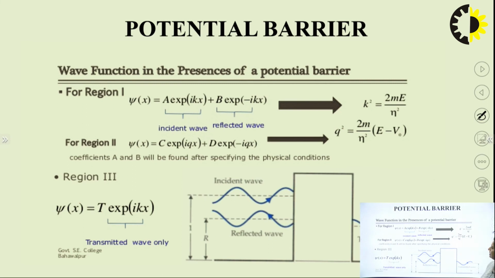You can see from the figure the incident wave, the reflected wave and the transmitted wave, and we have the same relationship, psi(x) equal to a exponential(ikx) plus b exponential(minus ikx). Similarly, for region 2 we have psi(x) equal to c exponential(iqx) plus d exponential(minus iqx). We already know k, that is k equal to under root 2mE upon h cross square. Here because of the medium we have k square equal to 2mE upon h cross square, and q square equal to 2m upon h cross square times (E minus V naught).